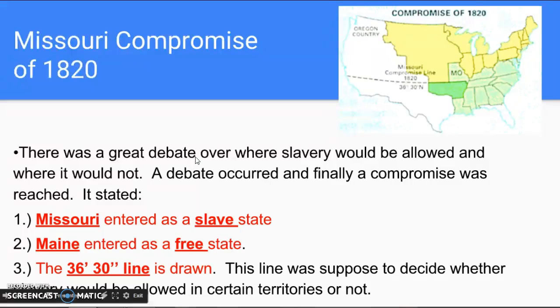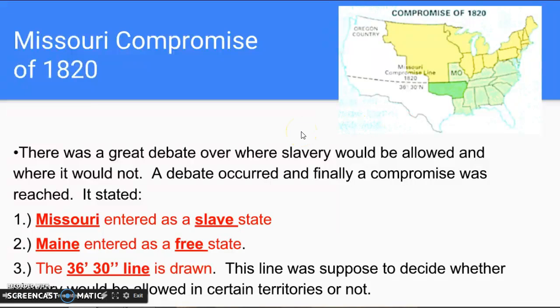2 new states were being admitted to the Union, to the United States, and so Missouri, right here in the middle of the map, was entered as a slave state, and then Maine, up here in the northeast, was entered as a free state. This way there would be some balance. You're adding 1 slave state and 1 non-slave state. And then this line was drawn here, 36 degrees north. This was called the Missouri Compromise line of 1820, and basically was supposed to, and this would change later, but supposed to state that north of the line, the territories here north of the line would not have slavery, and that south of the line, slavery would be allowed.